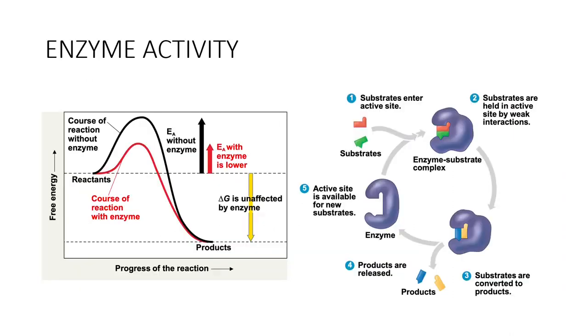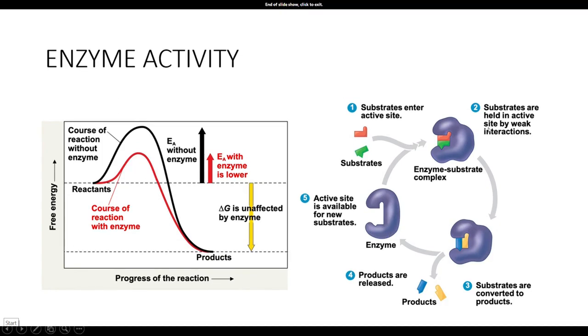Okay, so this is again the enzyme activity, and just a further picture of how enzymes are able to lower the transition state, or lower the activation energy. Again, the substrate enters the active site, and then the substrate is held in the active site by weak interactions. Then the substrate is converted to products and released, and then the enzyme is now available for a new substrate to go to it.